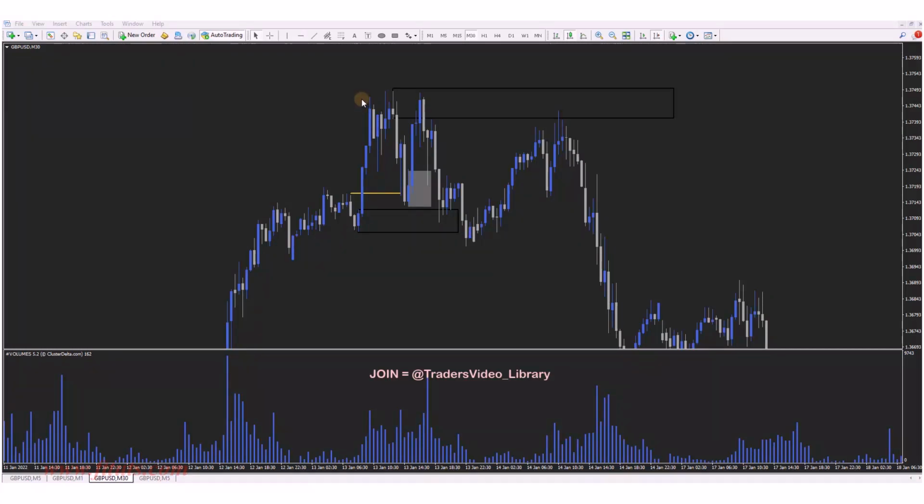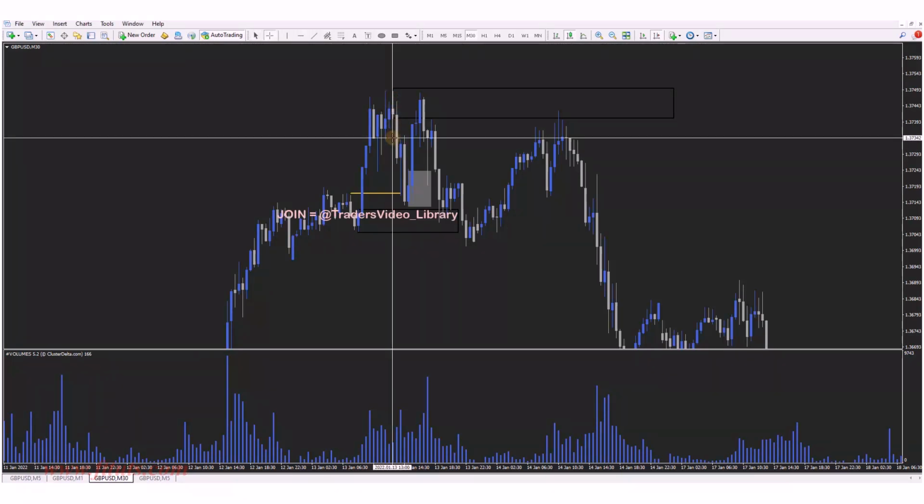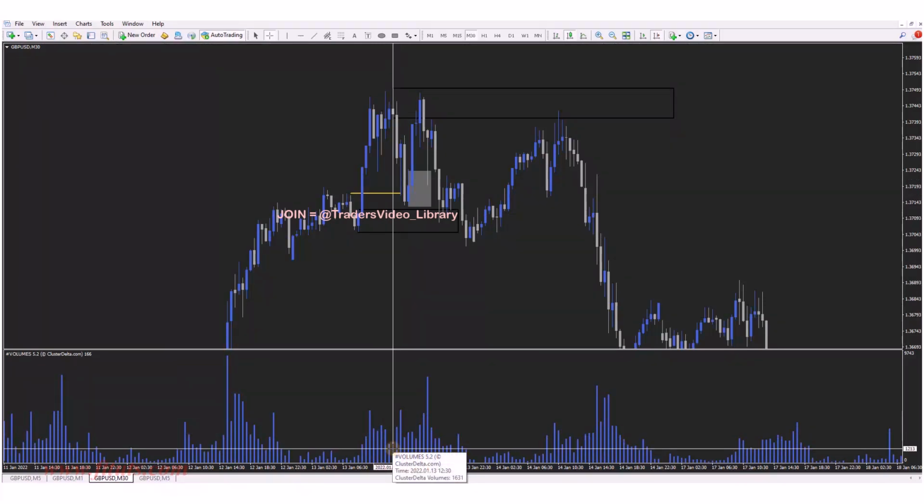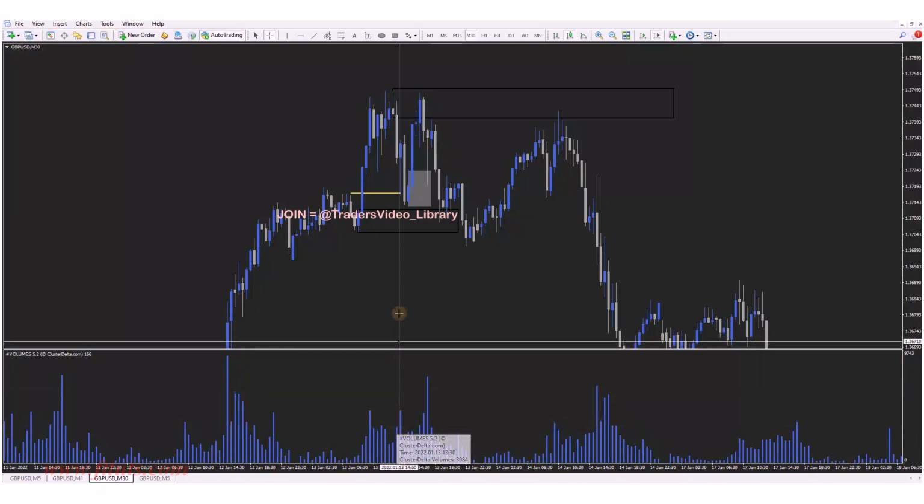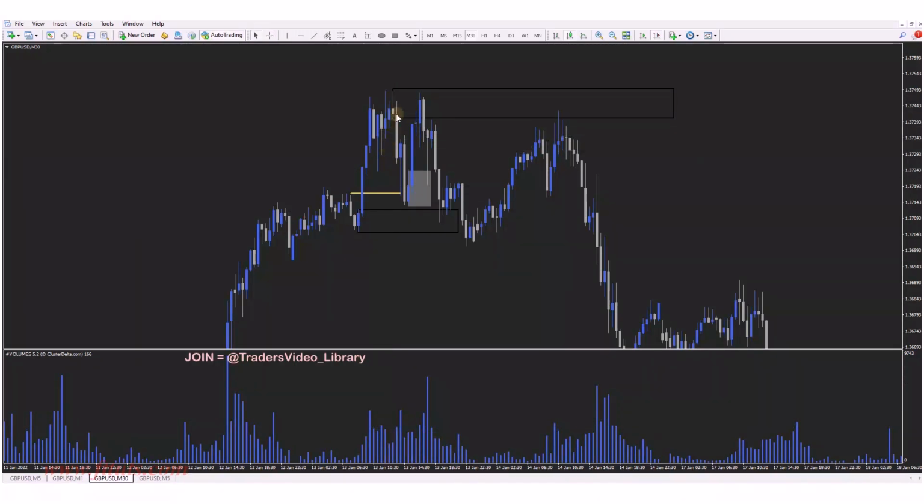Price was delivered to the daily supply zone, and we could expect some drop. I marked here my smaller time frame supply zone. I'm just checking if this meets my criteria. So I want to see that the leg out has a bigger volume than the base. So it's confirmed, I have my supply.